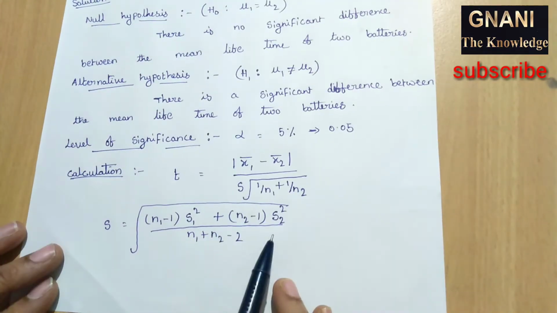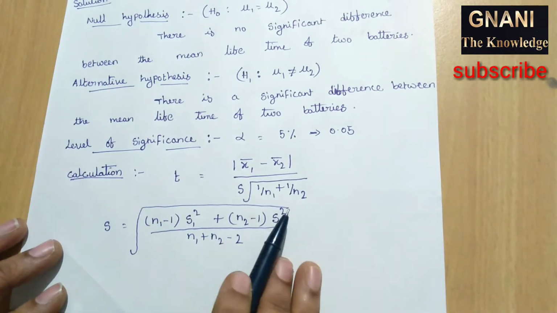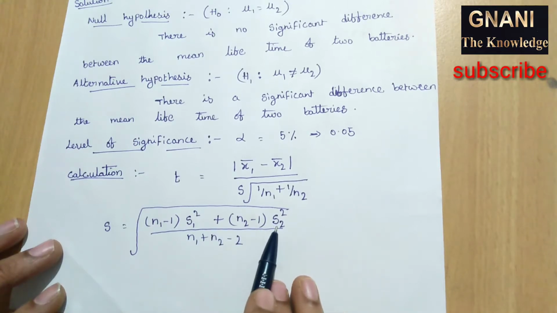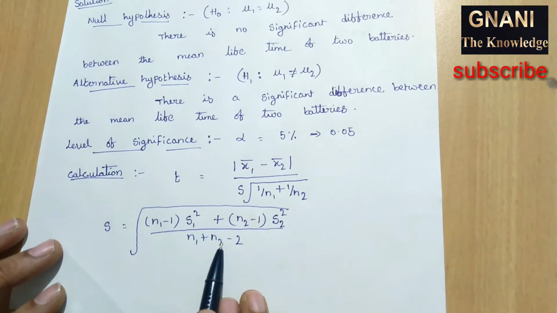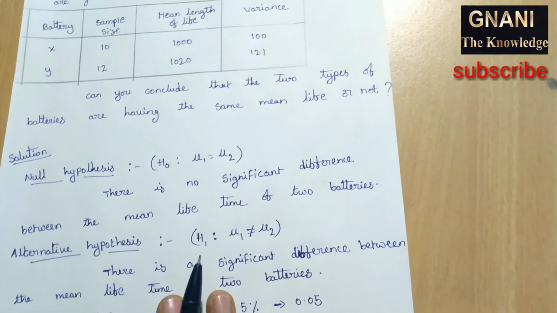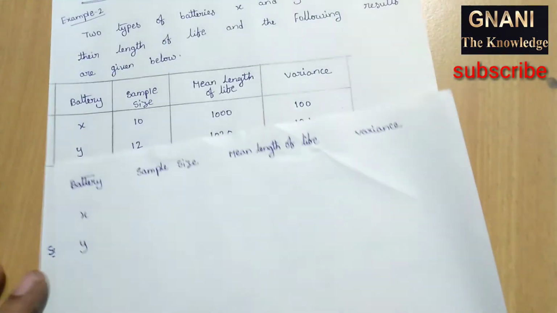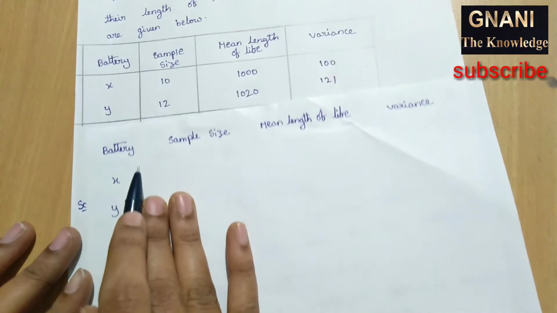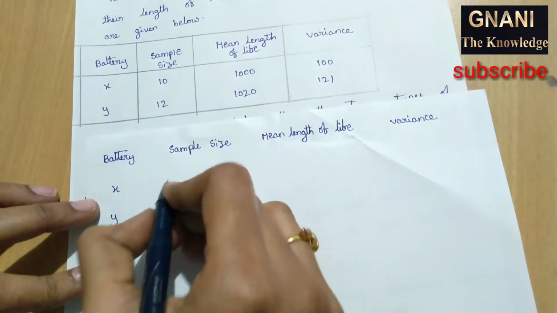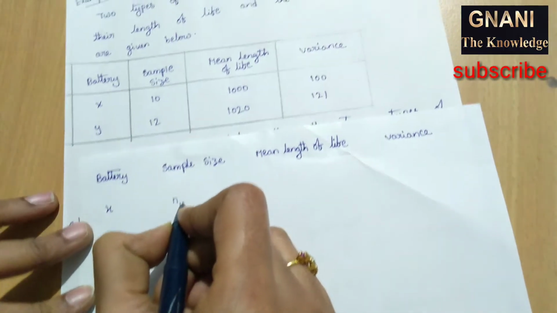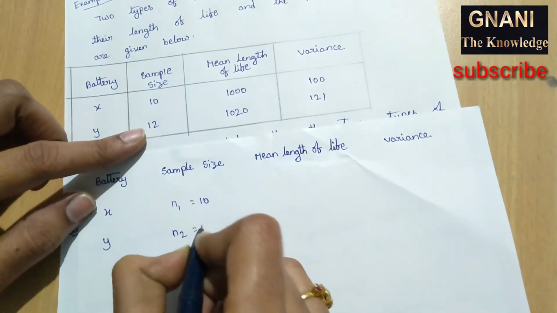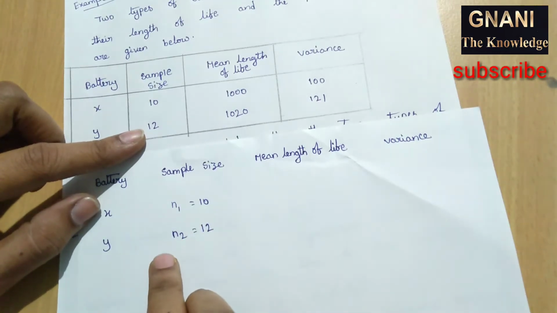Here the formula for s: s equals square root of (n1 minus 1) times s1 square plus (n2 minus 1) times s2 square, divided by n1 plus n2 minus 2. Now we have to calculate the t calculated value. Here for batteries X and Y, the sample sizes are n1 equal to 10 and n2 equal to 12.